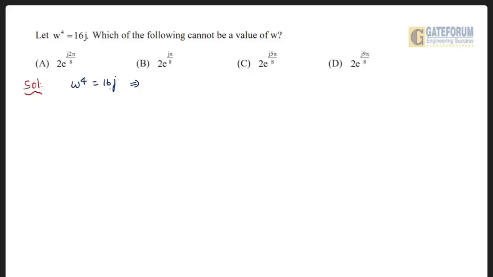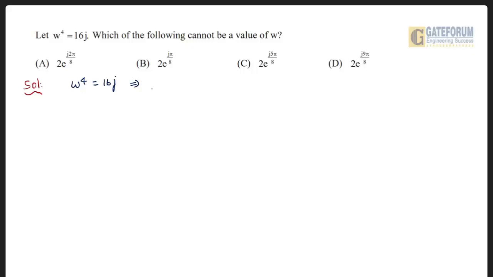So first of all, it is a two-step procedure. One step is to express 16j in polar form, and then in general form, polar coordinates, modulus-amplitude form, by adding 2k pi. Then proceed to find the nth roots by De Moivre's theorem. You will be getting 4 values for w.